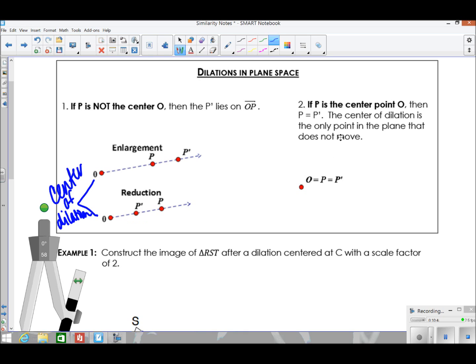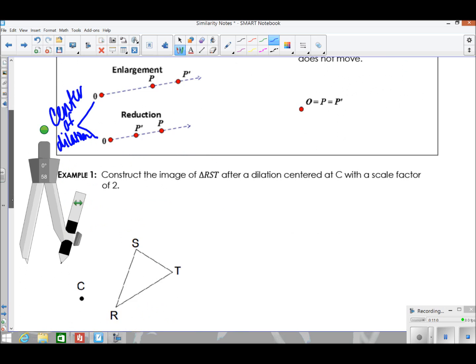Where if your center of dilation is the point that you're trying to dilate, it's not going to do anything. It's just going to stay in place. It's kind of like when you do a reflection, and if the point's on the line of reflection, it stays in place. Same thing with this. So let's actually go and look at our first example.